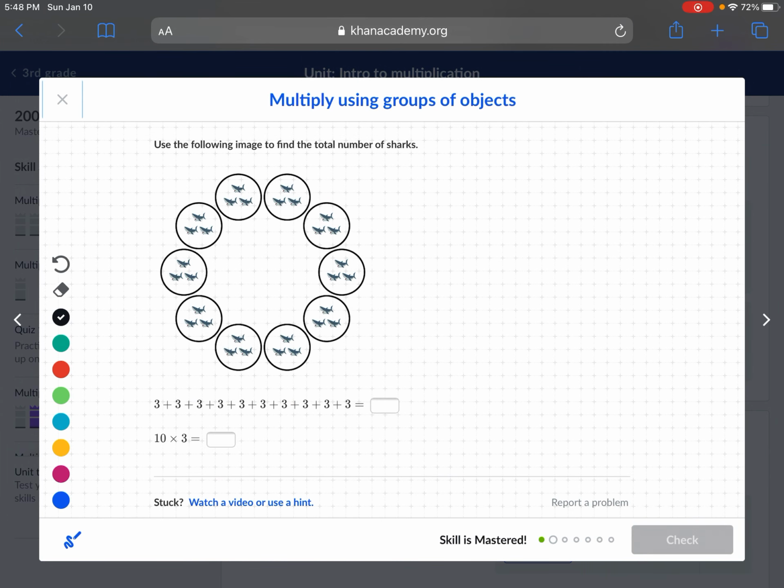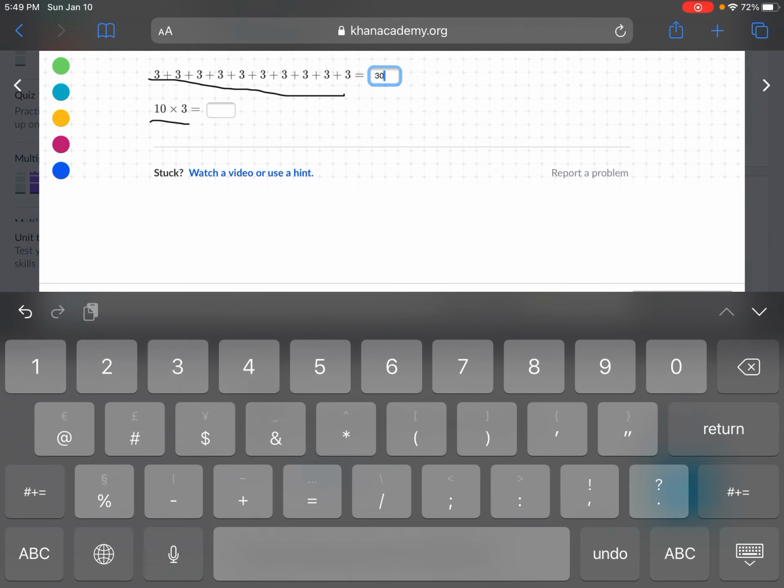Oh, and this is the same thing. I totally forgot to mention this. You can always do this. So there's a total number of sharks, so there's 10 times 3. You can always write 10 threes and add them all together. You can do that too, instead of an array. This sounds easier. So 10 times 3 is 30.